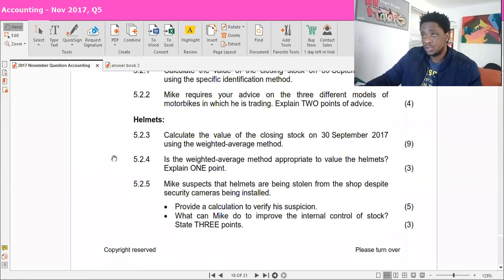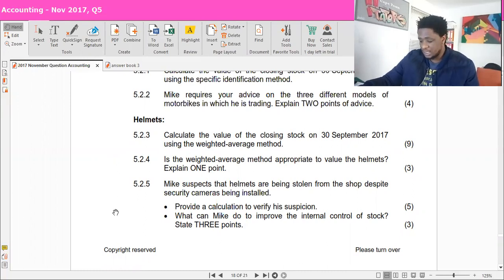So the next question says, is the weighted average method appropriate to value the helmets? Explain, 1 point. So this is a question where you can say yes and support it and get it right. And this is also a question where you can say no and be able to support it and still get the mark. So let us look at a situation if we said yes.